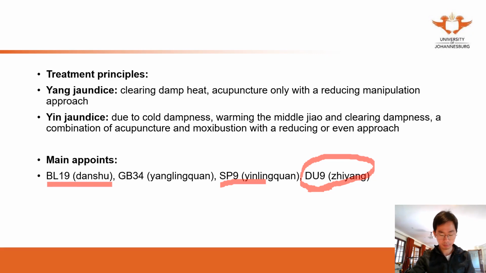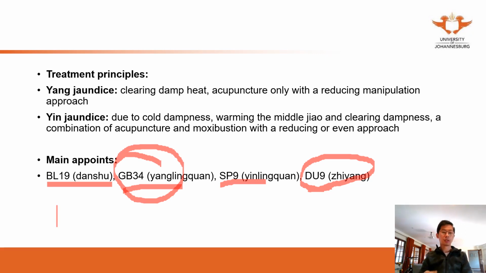Back-shu points. The lower he-sea points of the gallbladder. So we're going to focus on the gallbladder, liver, and spleen, because the liver problem and the gallbladder problem may affect the spleen.